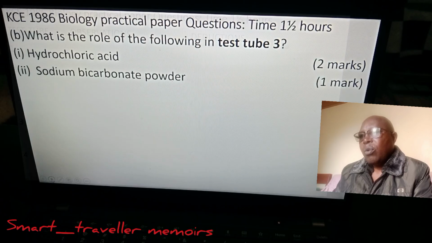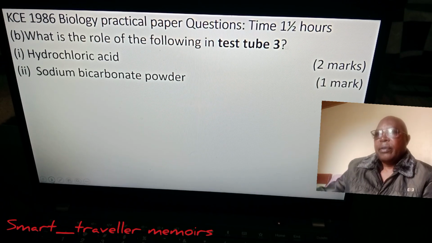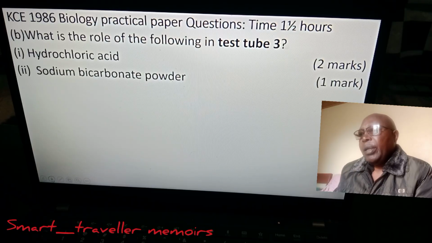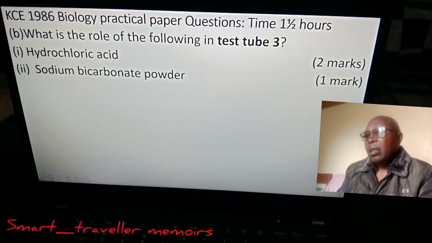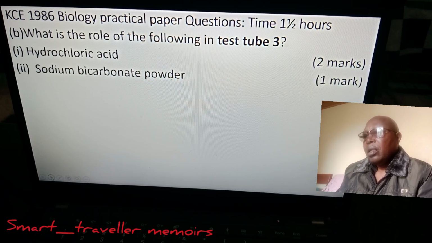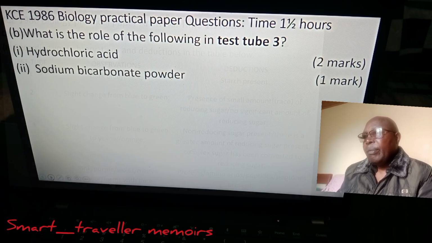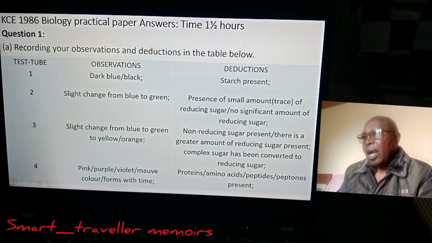Test tubes are number 1, 2, 3, and 4. In part B of question 1, you answer the following questions. What is the role of the following in test tube 3? Roman 1, hydrochloric acid, and Roman 2, sodium bicarbonate powder.